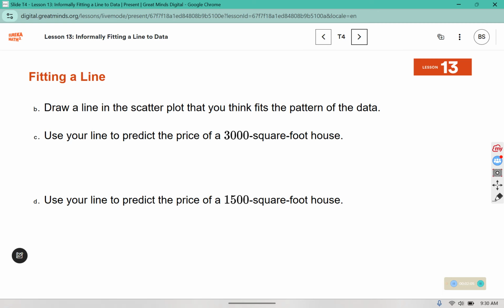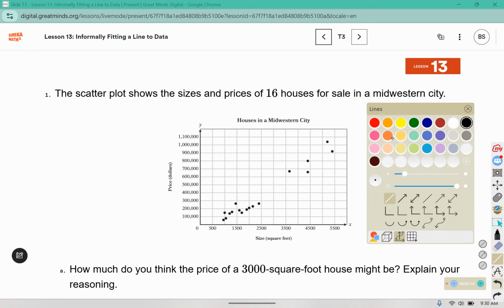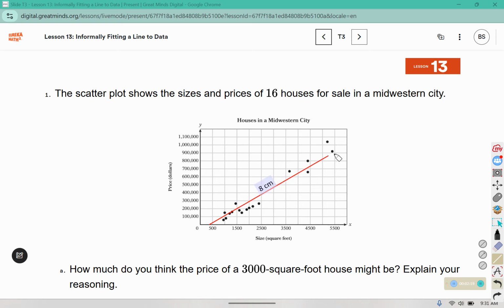Draw a line in the scatter plot that you think fits the pattern of data. So if we took a straight edge and drew a line through here, we want it to follow the pattern of data. So it should follow most of the points. Then the next part says to use your line to predict the cost of a 3,000 square foot home. So if I use that line here, you can see 3,000, and that is 500,000 on the line.